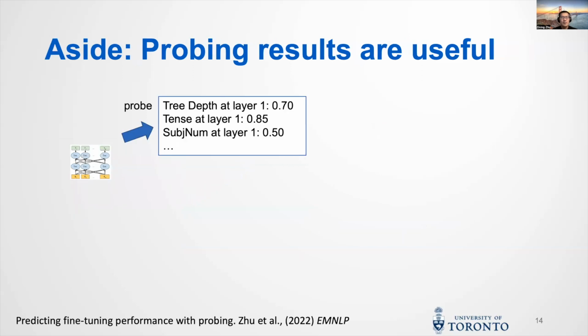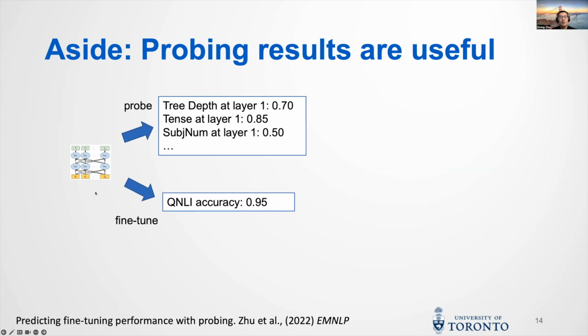Since the probing results are useful, we can use it further. In the last slide, I have shown you that the probing analysis can be used to give a collection of scores to describe the various linguistic abilities of the model. For example, the syntactic tree depth at layer 1 is 0.7. This means that the probing test accuracy at the tree depth probing task is 70%. So you have a collection of the probing tasks, and you have a collection of accuracy scores that describes the linguistic abilities on multiple dimensions of this model.